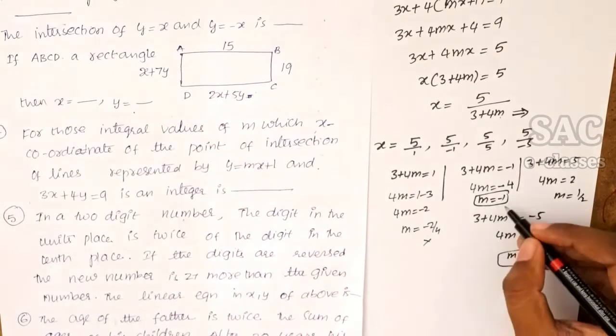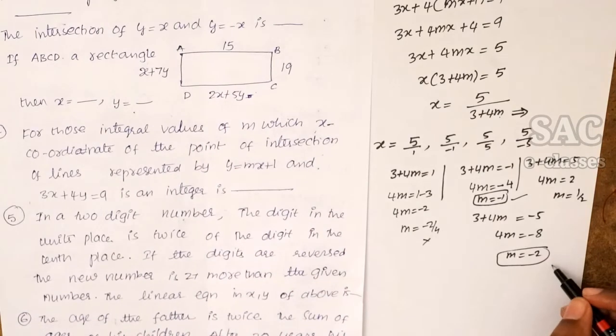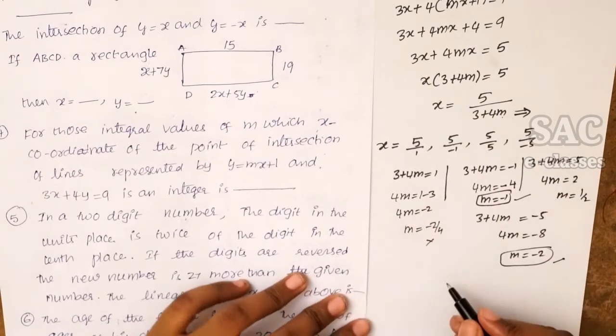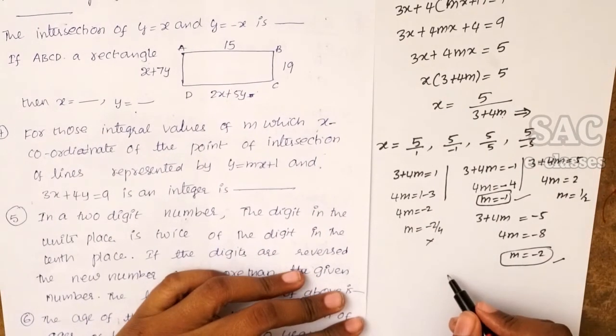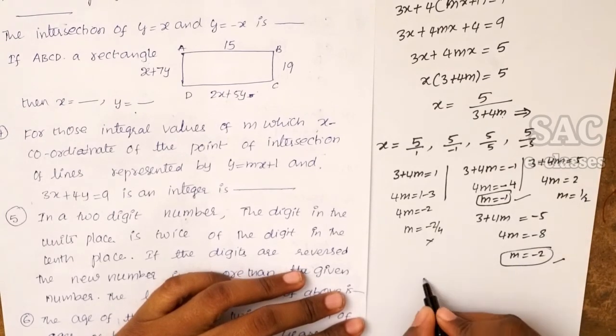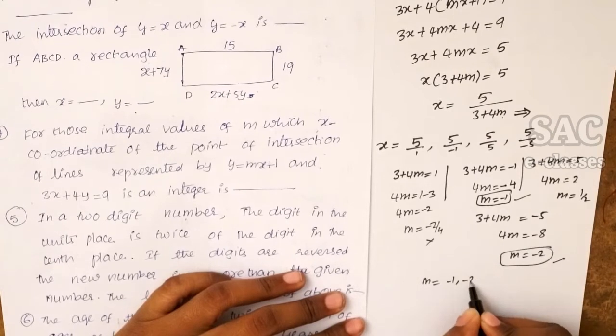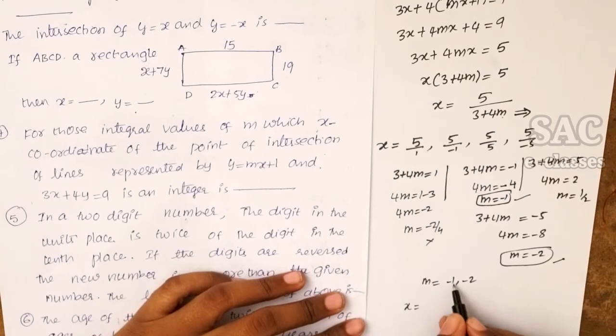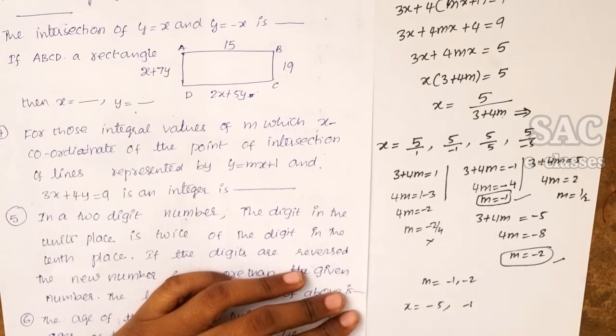Maybe m is minus 1 or maybe m is minus 2. We will get two integral values, those are m maybe minus 1 or minus 2. That means at that time x value is, if m is minus 1, x coordinate is minus 5. If m is minus 2, you will get x coordinate is minus 1. Let's move to the next problem.